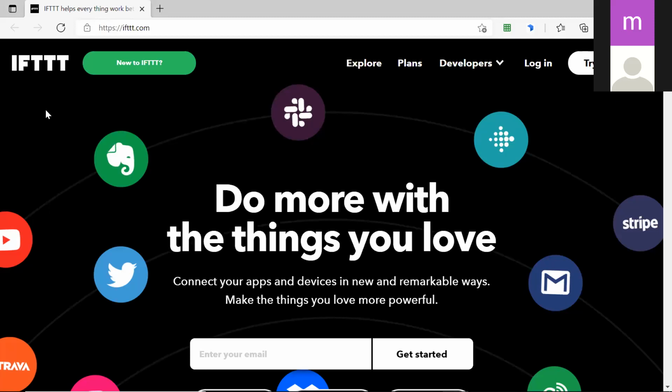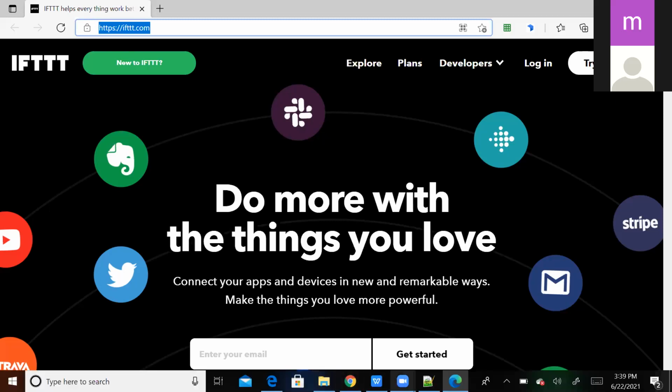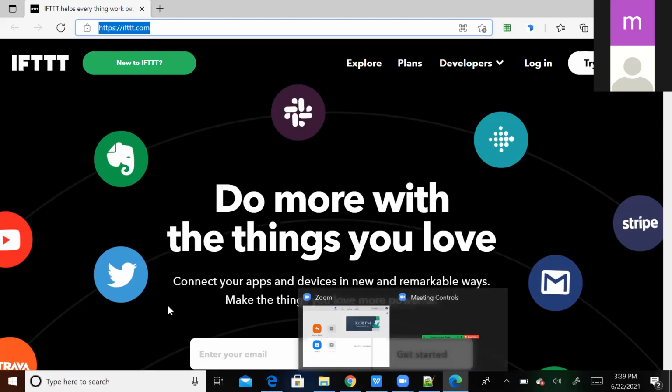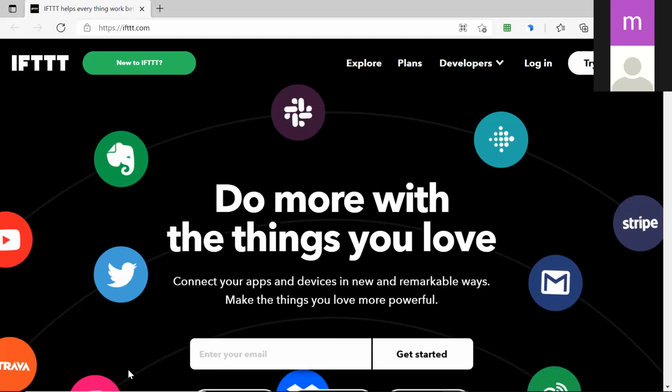IFTTT stands for "if this, then that." This is the main topic. This platform will help you a lot in your day-to-day life. With this platform you have to make an account, which you can make with your personal Gmail account, or attach a professional account.